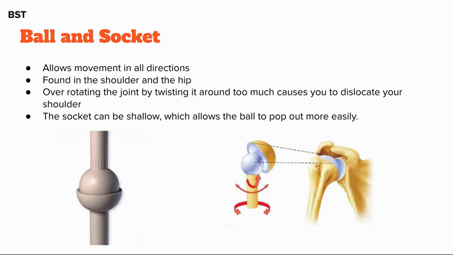A ball and socket joint is a joint that allows movement in all directions. A ball and socket joint is found in the shoulder and the hip. In the shoulder, the joint allows you to rotate your shoulder around in all directions. If you over-rotate the joint by twisting it too much, that is when you dislocate your shoulder. The socket can be shallow, which allows the ball to pop out more easily and dislocate.